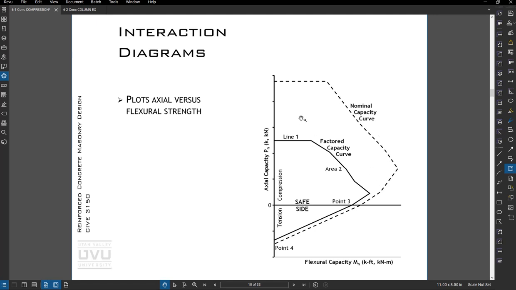Basically what this plots is flexural capacity versus axial capacity. From analysis, we'll find our axial load and moment, and plot it on the chart. If it's inside of this curve, the column is safe. And if it's outside of that curve anywhere here, the column is unsafe.